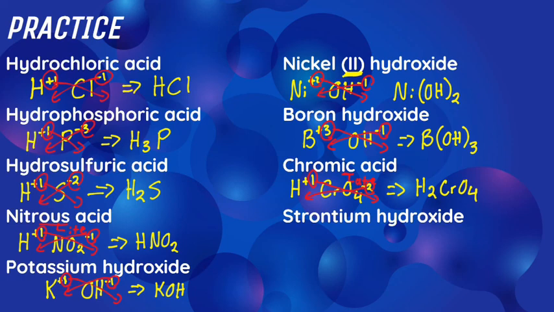All right, taking a look at our strontium hydroxide. Our strontium being our Sr, it has a charge of +2. Our hydroxide being our OH has a charge of -1. We're going to go ahead and cross these. So this will be our Sr parentheses OH 2, and that will be our strontium hydroxide.